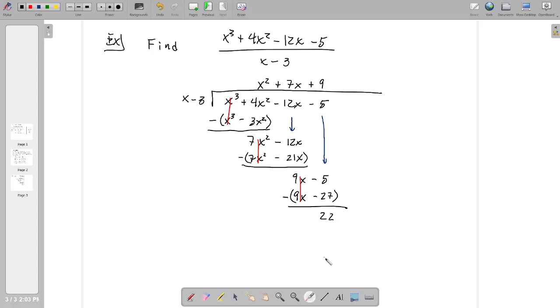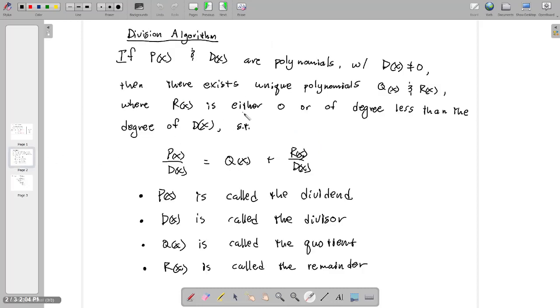So this is going to be our remainder. Ask yourself, why do we stop here? Why are we stopping at 22? It's because it's actually lower degree than this polynomial. So remember from the division algorithm, where r of x is either 0 or of degree less than the degree of d of x, where d of x is here, or r of x is here.